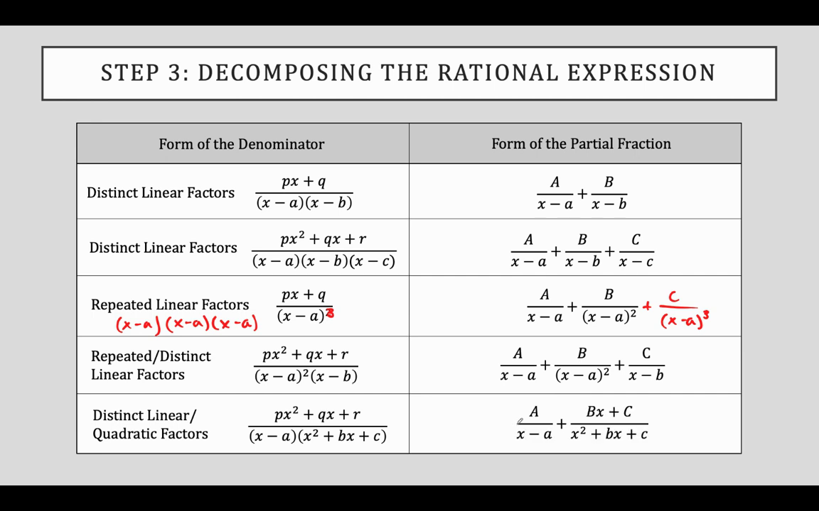This would leave us with a over x minus a plus bx plus c divided by x squared plus bx plus c. So again, if you have a quadratic factor, your numerator of the fraction above that quadratic factor will be linear. Constant times x plus the next constant.